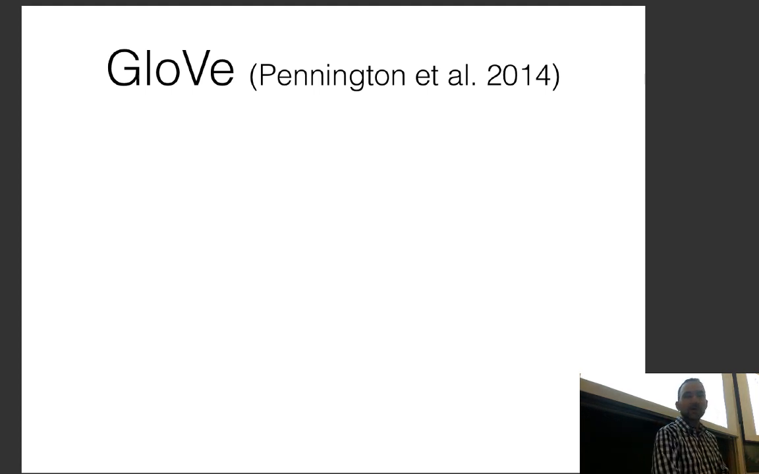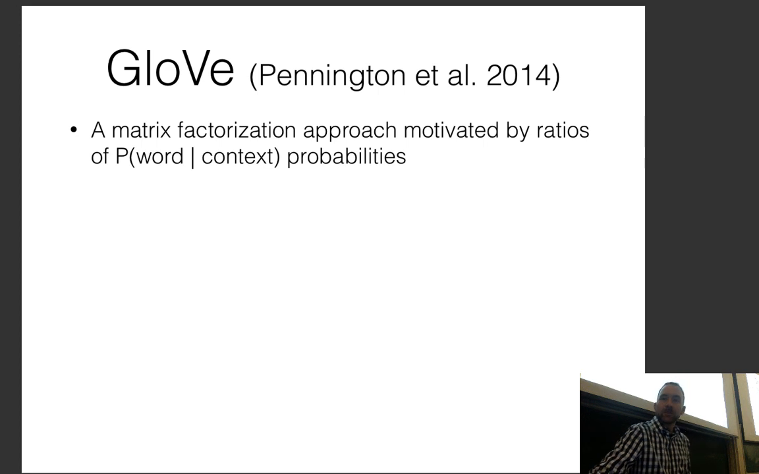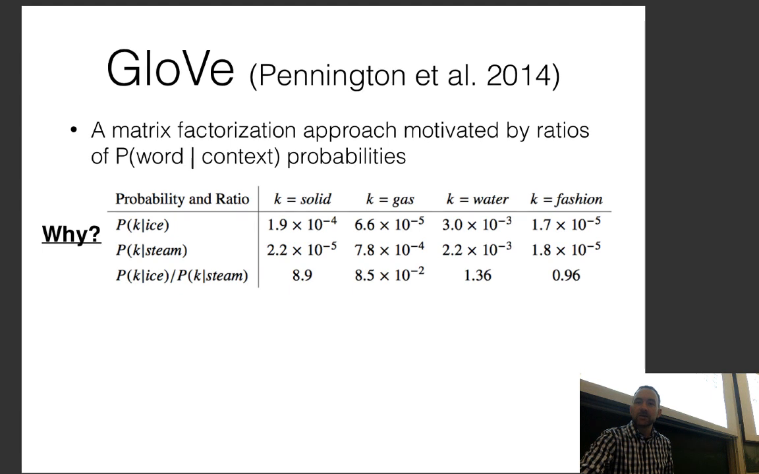The reason I like the GloVe method is that it's very strongly motivated by what the authors think should be good in word embedding models. Basically, it's a matrix factorization approach motivated by ratios of word-given-context probabilities. The idea behind why this would be useful is if you think about the most characteristic words with regards to something like ice versus steam. What is the most characteristic difference between ice and steam? Probably that ice is solid, whereas steam is not solid. Steam is gas.